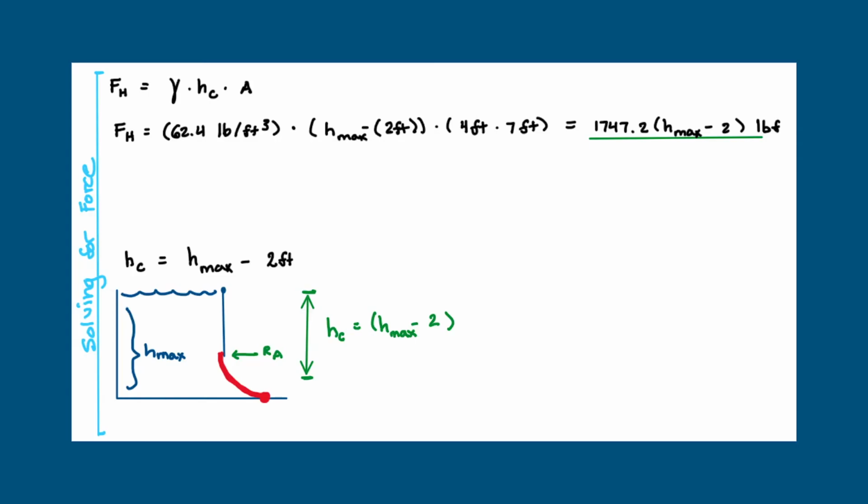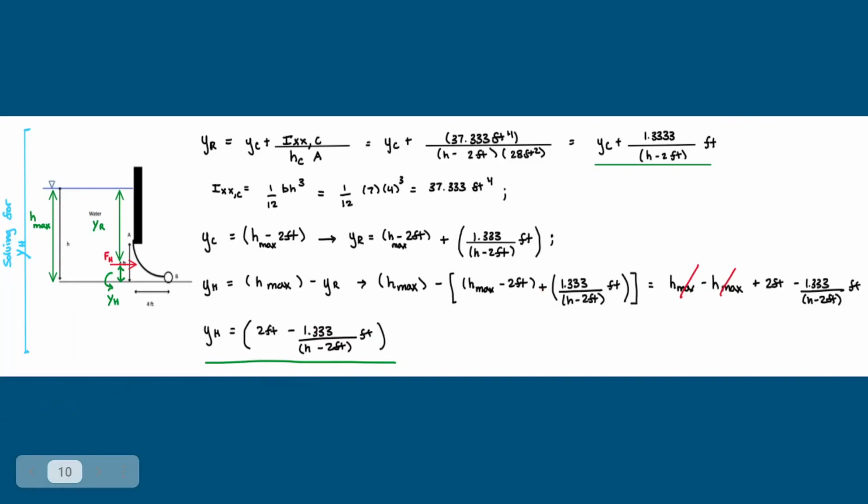If you're unsure, you can go back to the previous slide or rewind a couple seconds to make sure that these dimensions are correct. By fully multiplying out, we get a horizontal force in terms of H max, which is right here. Now that we have determined the horizontal force, we need to find out where the horizontal force will act. If you refer to the diagram to the left, you will be able to see how the different vertical distances are denoted, which will help you follow how YR is determined.